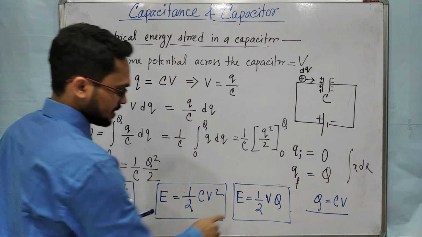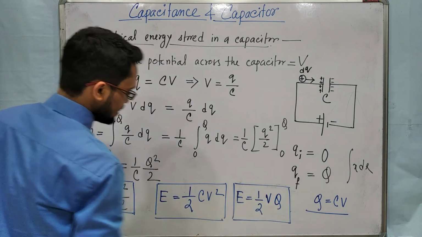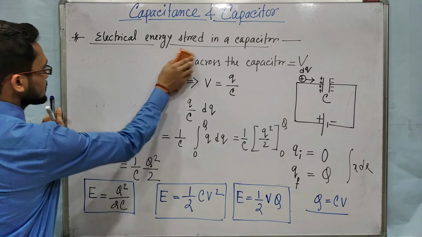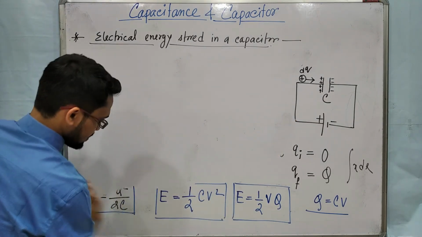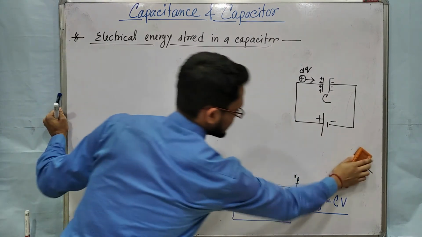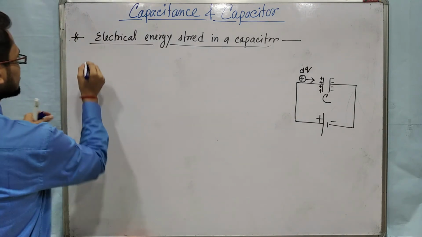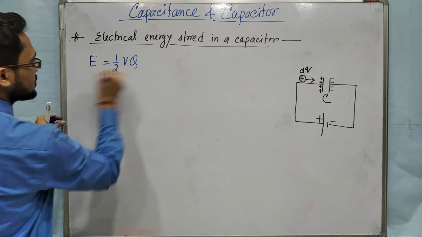This is the important part. So E equal to half into V into Q. I am taking this one and then I am giving a few conclusions. So energy stored in the capacitor is half VQ. So we can write E equal to half V into Q.